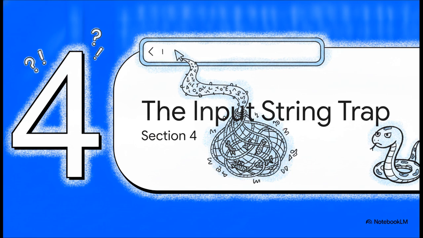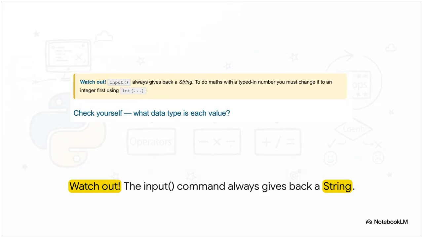Okay, Section 4, the input string trap. Listen closely, because this is the number one thing that trips up new coders. Remember our input command from earlier? The one that asks the user to type something? Well, it has a secret. Whenever a user types anything into an input box, even if they type the number 5, Python automatically slaps speech marks around it and treats it as a text string. It literally sees the word "5", not the math number 5.